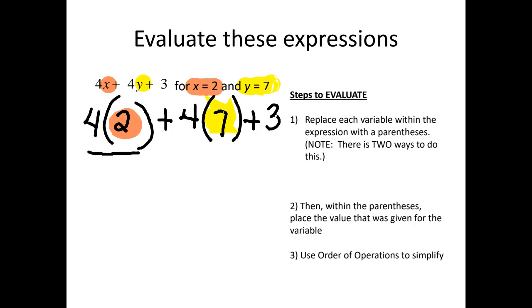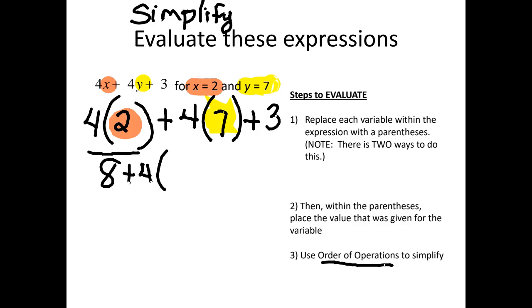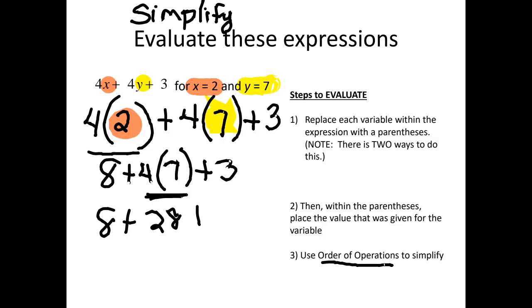Now, multiply, okay, because we're using the order of operations to simplify. Because remember, it can say evaluate or it can say simplify. This is 8 plus 4 parentheses 7 plus 3. This goes next. 4 next to a parentheses means multiply, which is 8 plus 28 plus 3. Add 36 plus 3 is 39.